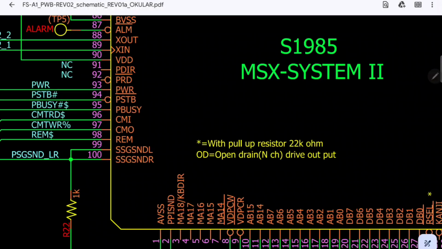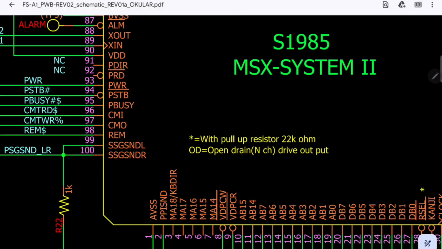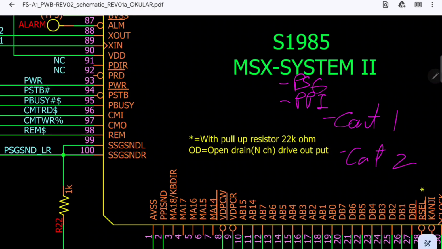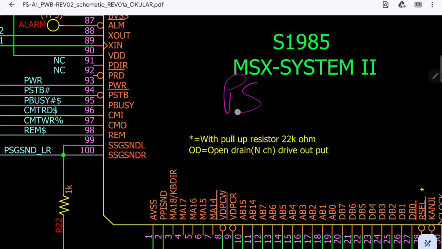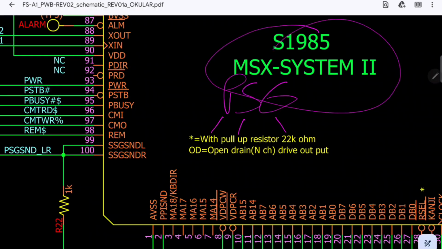Well, after listening to this excellent music, let's see how this works. There are four sources of audio in this MSX. You have the PSG, you have the PPI, and you have the two cartridges, cart 1 and cart 2. The PSG is the main audio chip in this MSX. It is the programmable sound generator. And in this MSX in particular, it is integrated inside the MSX engine. In other systems, it is a separate chip.